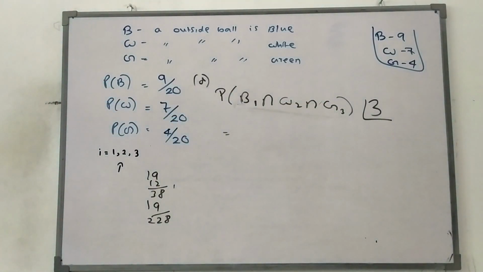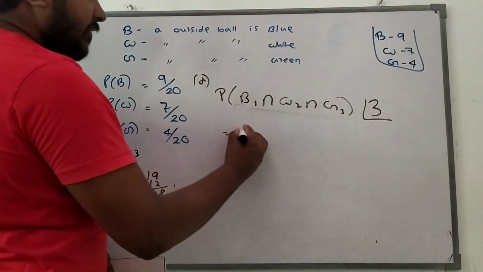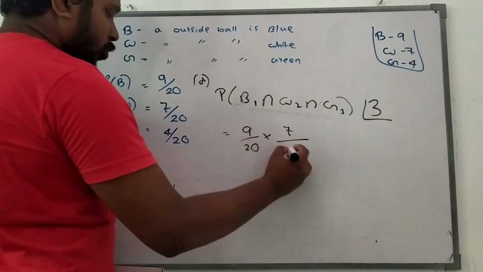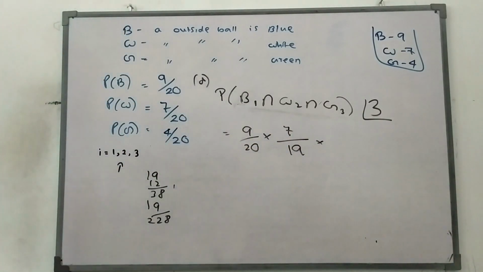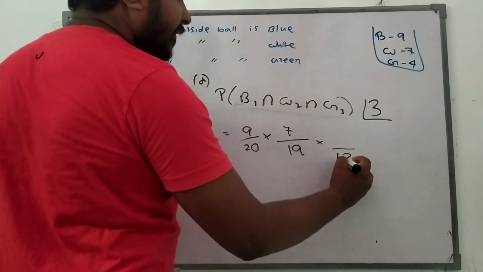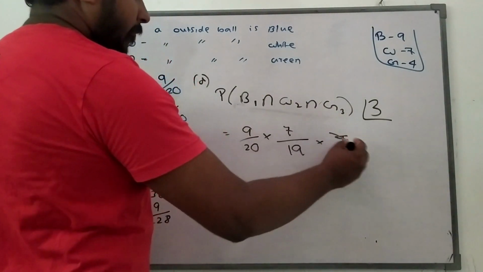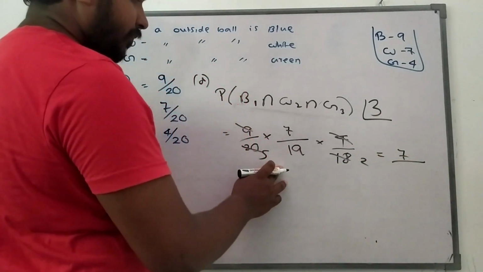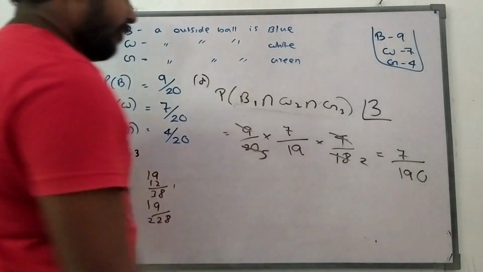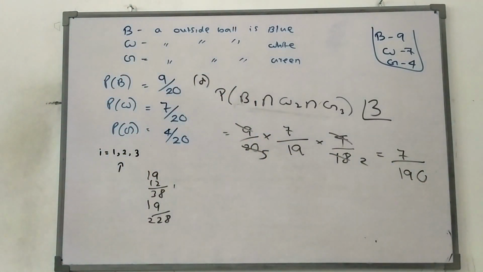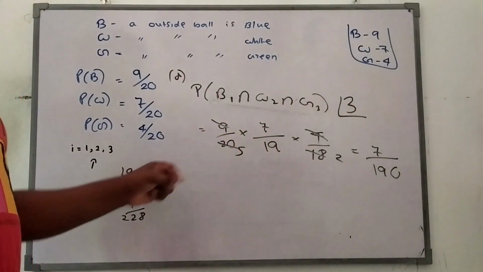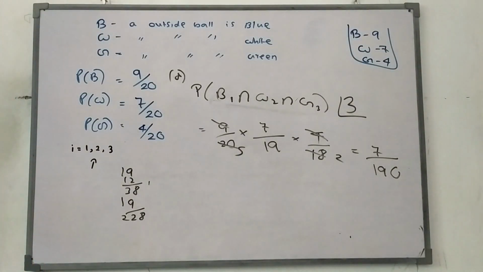With a different way. So then, the blue happening is 9 over 20 now. Again the white is happening 7 over 19 now, because one ball is outside. And for the next one, two balls are outside, so 18, and the green is 4. So 5 into 2, 7 over 190. 5 into 2 is 10, so it's 7 over 190. So this is the probability that all balls will be different colors, the three colors.